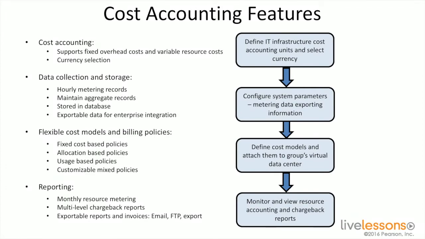So as we've talked about cost models and the components that make up cost, now let's dive into really understanding how you would configure this and how you would put this into UCS Director. Here you're seeing a flow chart that shows you the process associated with delivering these different capabilities within the platform. You've got the cost accounting piece, which supports many different fixed overhead costs and variable resource costs associated with delivering the service.